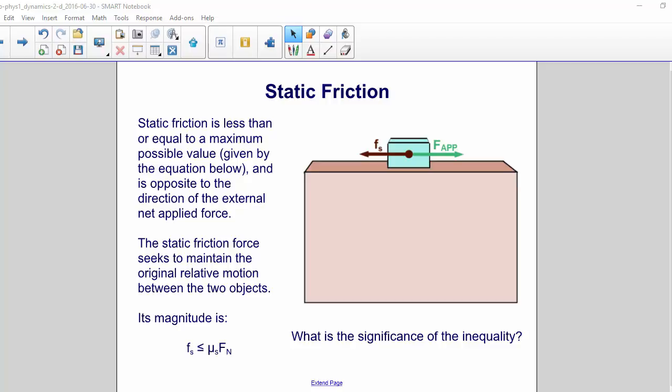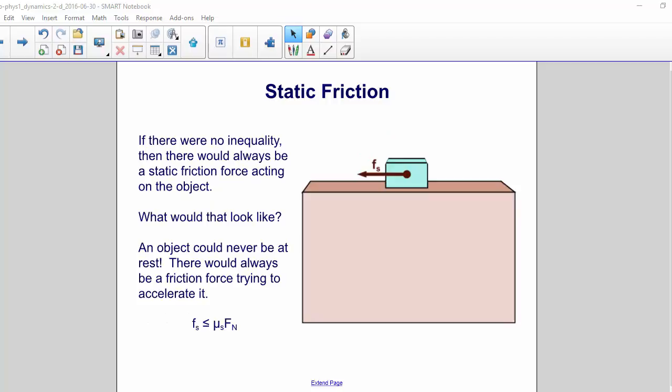The equation for static friction force is almost the same as the equation for a kinetic friction force, except that it has a less than or equal to sign in it. What do you think the significance is of that inequality? If there were no inequality, there would always be a force acting on the object, even if that object was just sitting on a table. And so what would that look like?